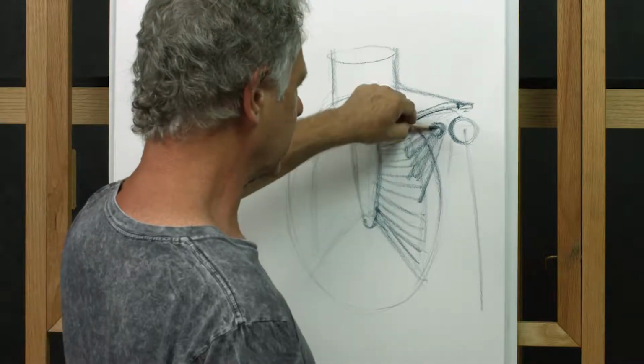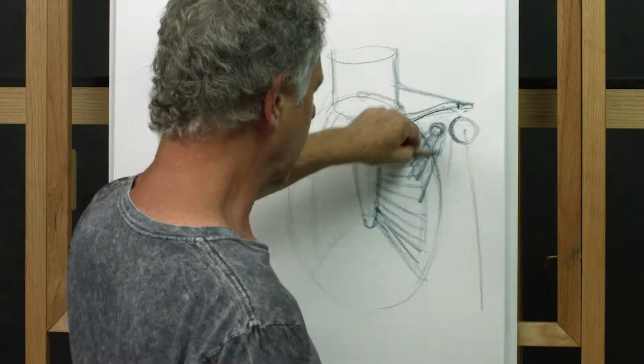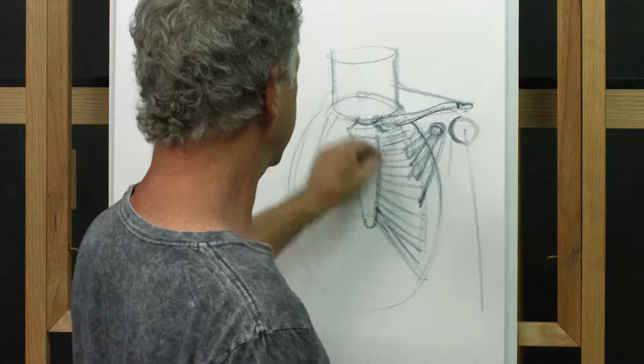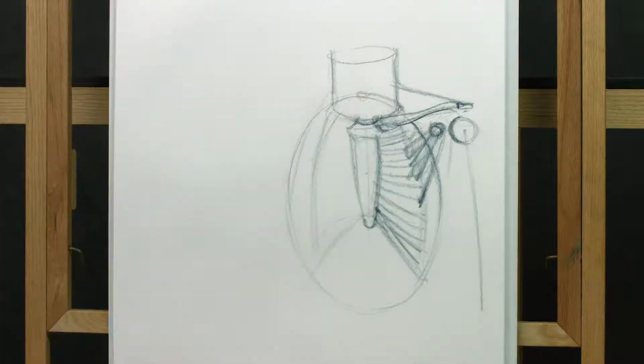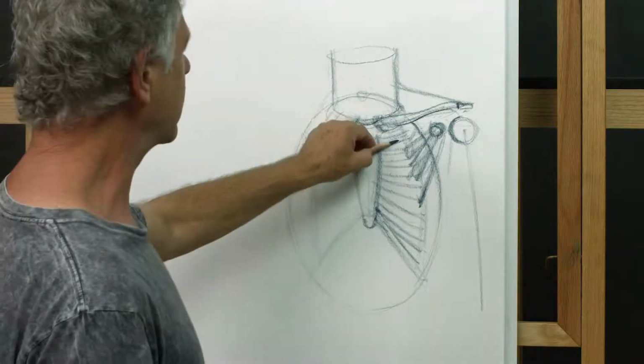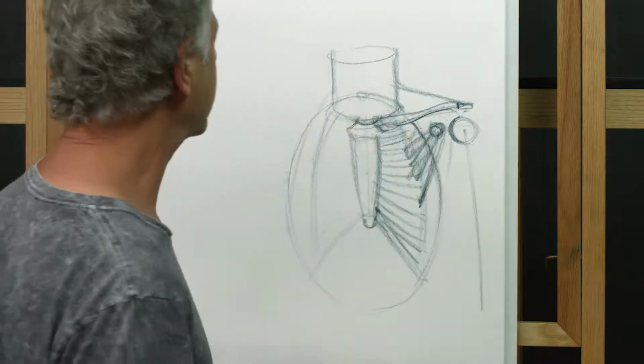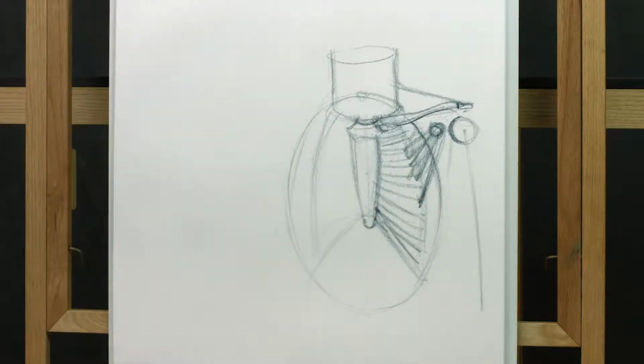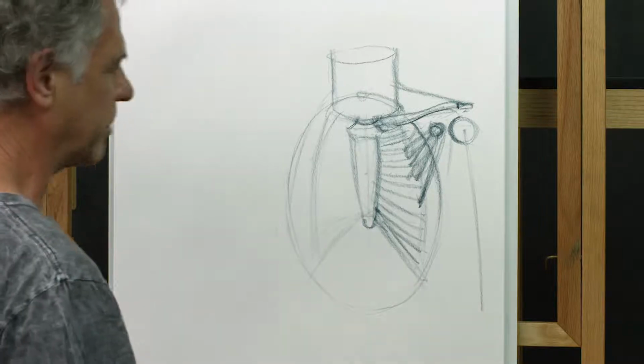Well, let's try rib 3, 4, and 5. Let's do it that way. Yeah, okay. Let's do ribs 3, 4, and 5, because here's 1 and 2, 3, 4, and 5. Okay, so they're doing that, and that's underneath the pec major.